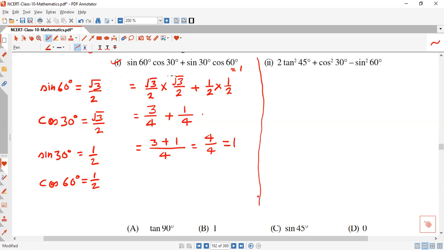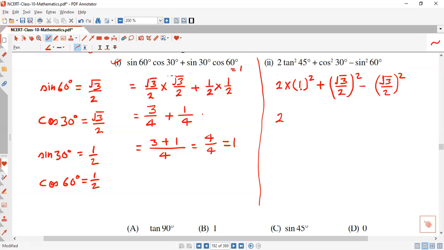Now, question number 2. It says 2 times tan square 45 degree plus cos square 30 degree minus sin square 60 degree. 2 is there, 2 multiplied by tan square 45 degree, which means tan 45 degree squared. Tan 45 degree, we know the value is 1, and the square is 1 square, plus cos 30 degree, which means root 3 by 2, and we are taking the square of root 3 by 2, minus sin 60 degree. Sin 60 degree is also root 3 by 2, and we are taking the square.